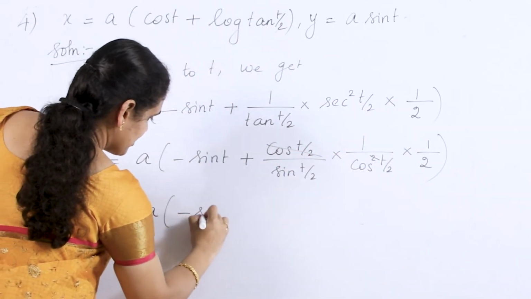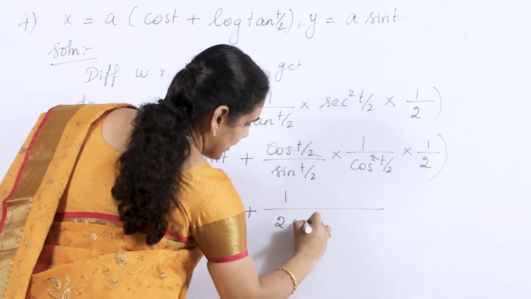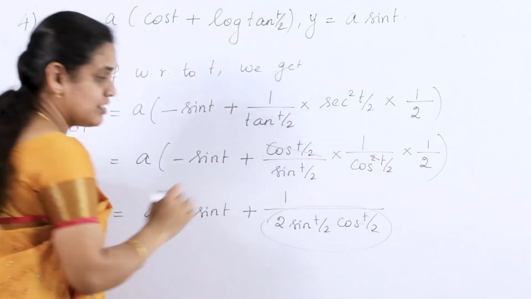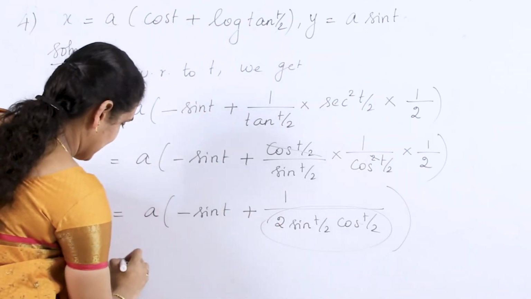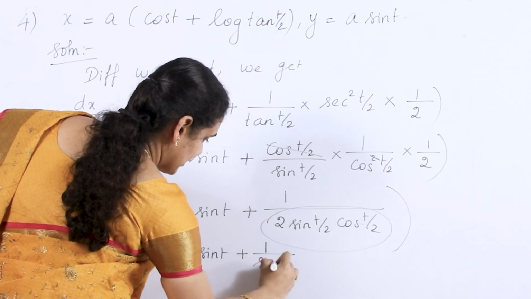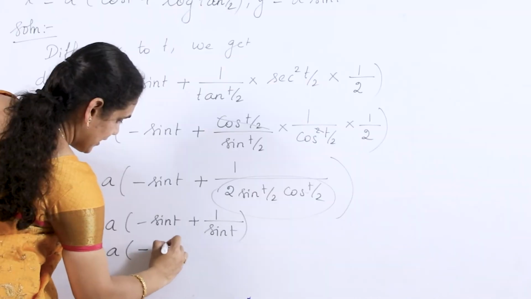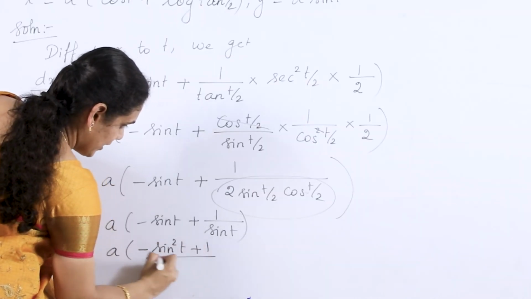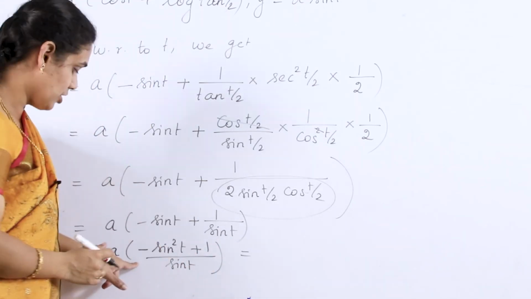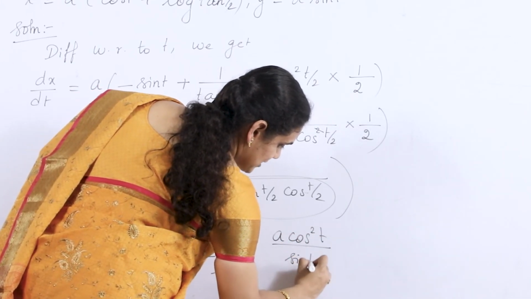So here a times minus sin t plus 1 by, if I write this together, 2 sin t by 2 cos t by 2. So this is a formula which we studied in class 11, that is equal to sin t, right? So a times minus sin t plus 1 by sin t. Okay, if you take LCM, we get a times minus sin square t plus 1 by sin t, isn't it? Okay, so 1 minus sin square t is equal to cos square t. So a times cos square t by sin t. So let us keep like this.